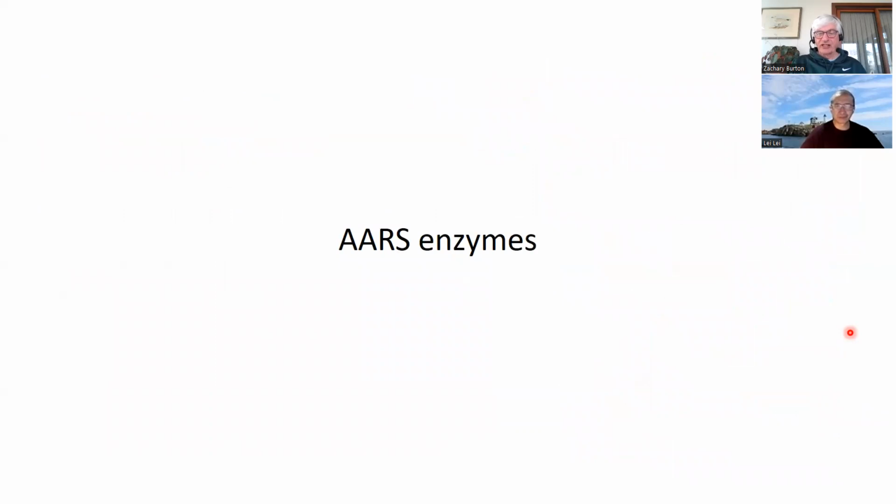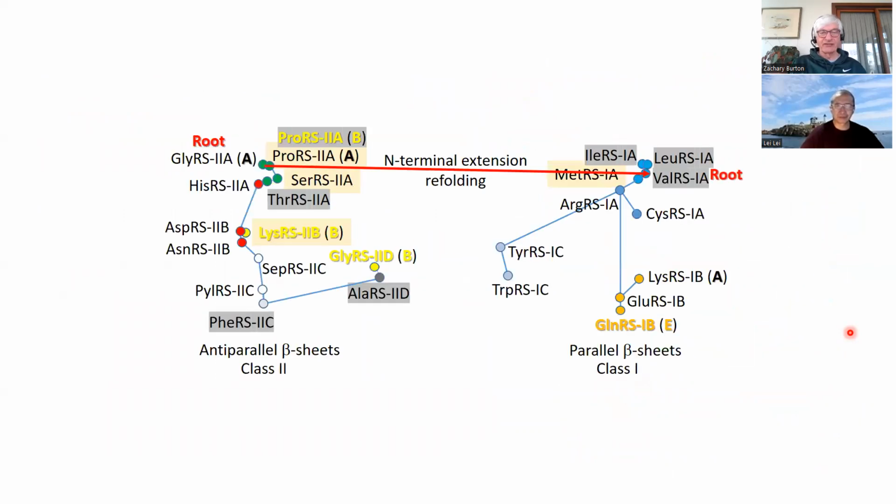So, aminoacyl tRNA synthetase enzymes. This is how they evolved, I'm going to say. And I would be the first one to say that what we did with this is not perfect, and we would like to improve it. But we need some bioinformatics support if we're going to do that.